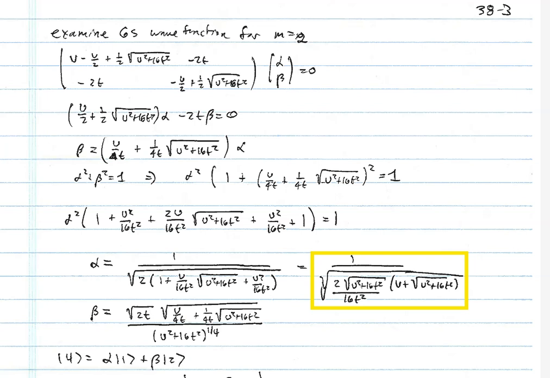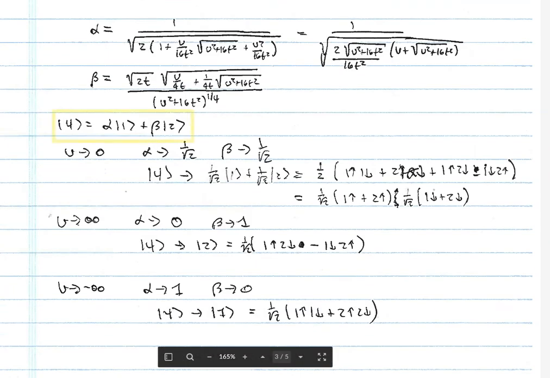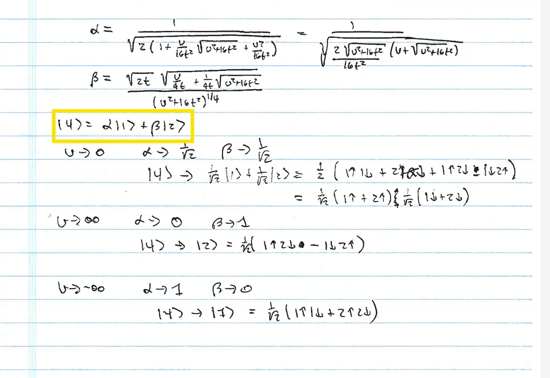The key point is that 1 plus u squared over 16t squared can be written as 16t squared plus u squared divided by 16t squared, and that's actually equal to that square root quantity squared divided by 16t squared. So I can factor out the square root divided by 16t squared from both terms. Okay, that just provides a simplification, and of course I use that simplification in determining what the beta value is. So now psi is equal to alpha times the state 1 plus beta times the state 2. Let's look at some limits.